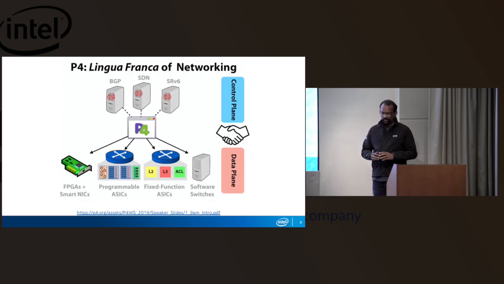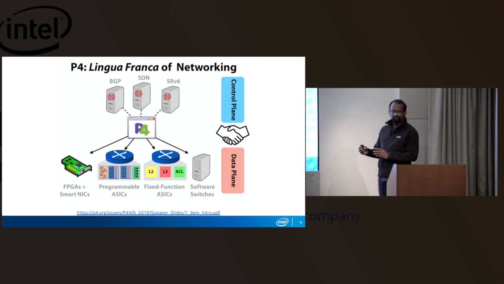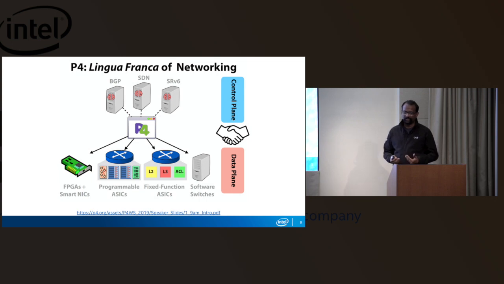So P4 is not only for programmable switch ASICs, it can be used in conjunction with FPGAs and SmartNICs, as well as fixed function ASICs and software switches. So what P4 is good at is describing packet processing logic. It doesn't matter where that packet processing is happening, you can use P4 to describe that packet processing logic and compile it to different targets, right? Like we're showing it here.